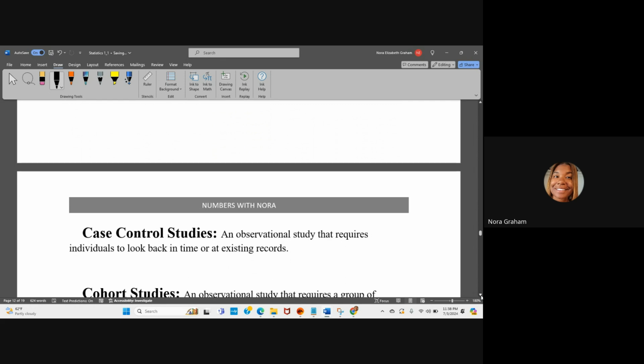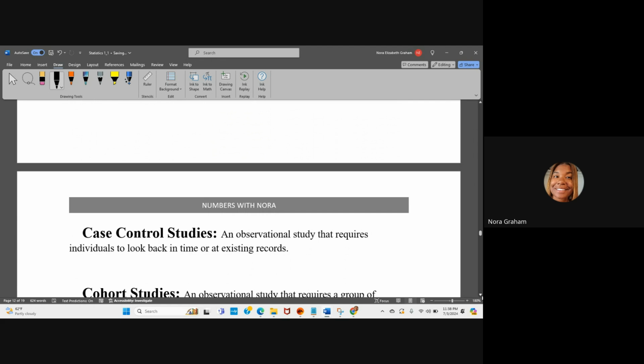The other kind of study could be a case control study, an observational study that requires individuals to look back in time at an existing record. So again, I want to study a group of people that are smokers and they started smoking in 1989. That requires you to take the individuals back in time and look at what they were doing during that past time period.